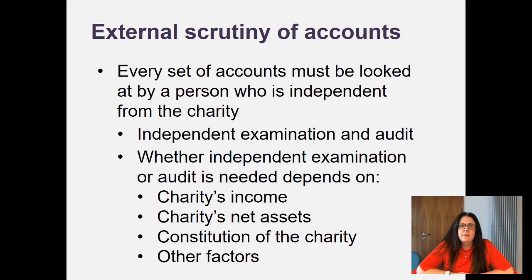If the charity's income is between £250,000 and £500,000, the charity needs to have an independent examination, but it needs to be carried out by a qualified accountant. So in this situation, the charity will be preparing fully accrued accounts, because receipts and payments accounts are only able to be prepared up to £250,000 income. So where fully accrued accounts are prepared, the income is between £250,000 and £500,000, an independent examination can happen, but it needs to be by someone who has a professional accounting qualification.